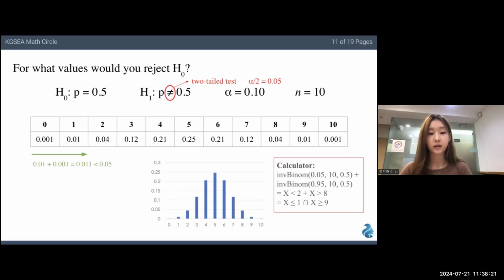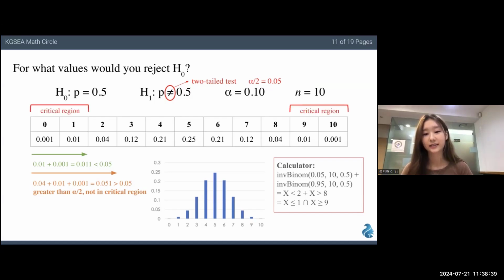So on the left-hand side, this is what you get. And you do the same thing. So up to 2, the cumulative probability is 0.051, which is greater than half of the significance level. So it's not in the critical region. And the same goes for the right-hand side.